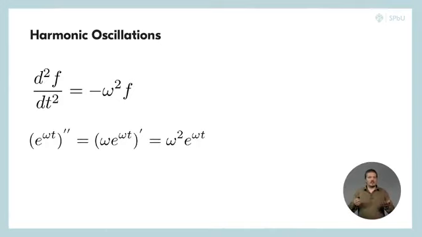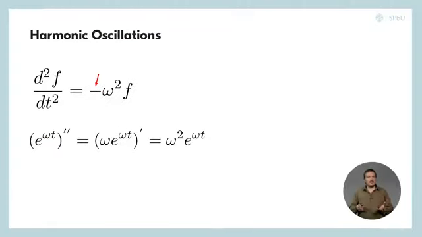When you differentiate the exponent, you obtain the same exponent multiplied by the derivative of its parameter. And since we differentiate it twice, we must obtain the same exponent again, but multiplied by the derivative of its parameter 2 times. So for the exponent of omega t, after double differentiation, we obtain omega squared multiplied by exponent of omega t. Not good enough, since we want to have this minus here.